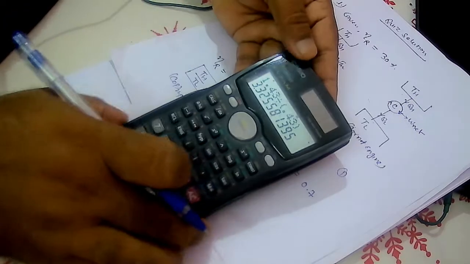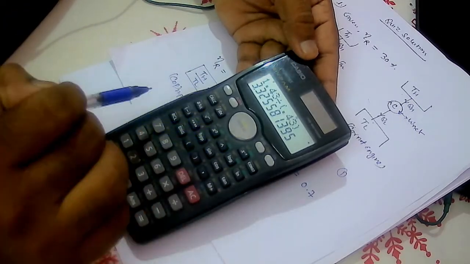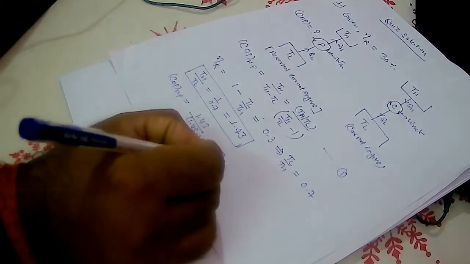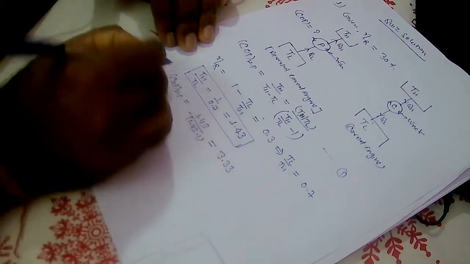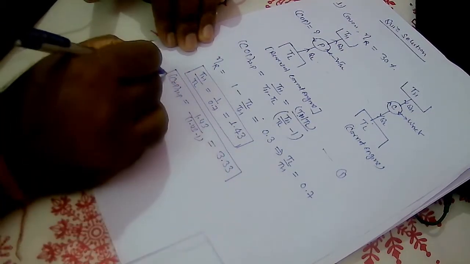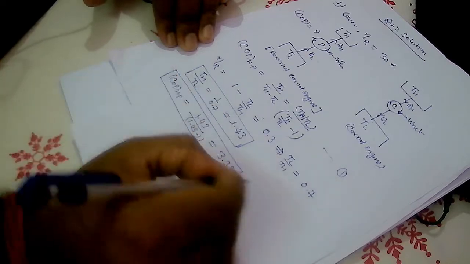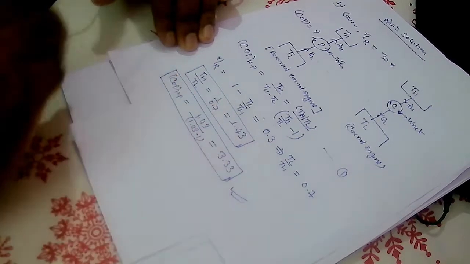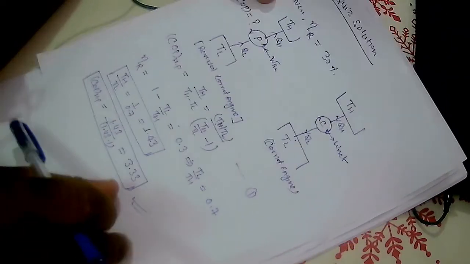Look at the digits, 3.325. So I can say 3.33. So 3.33 is the answer for this problem, right? The first problem's answer is 3.33. Is that clear? So like that you can solve.